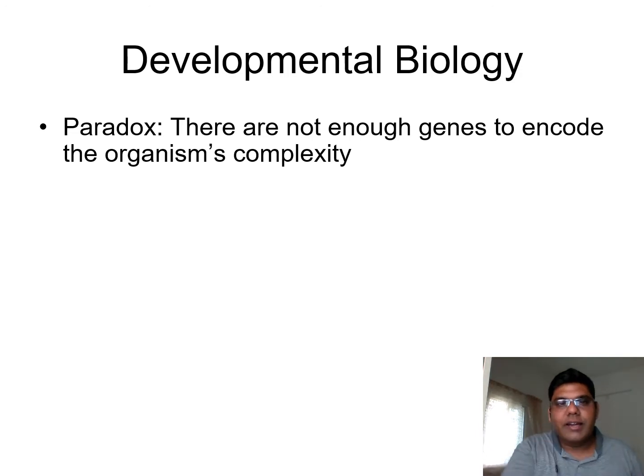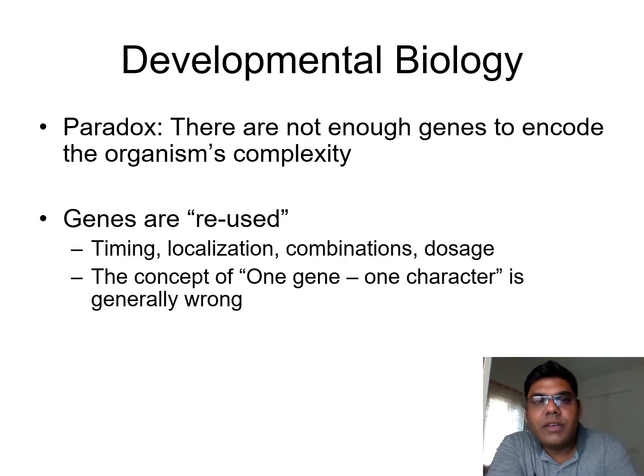People believe that there is a paradox. That means there are not enough genes to encode the organism's complexity. And it is known now that genes can be reused. So they may have specific timing, specific localization, they may have specific combinations of genes which work together, and a specific dosage of a protein which is needed for doing that specific function.